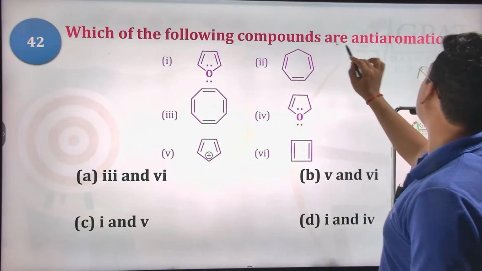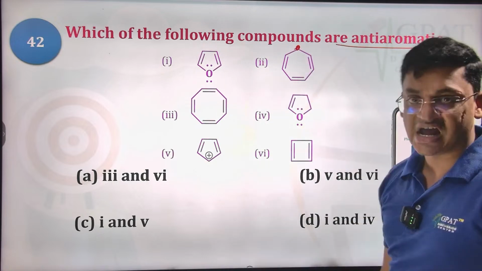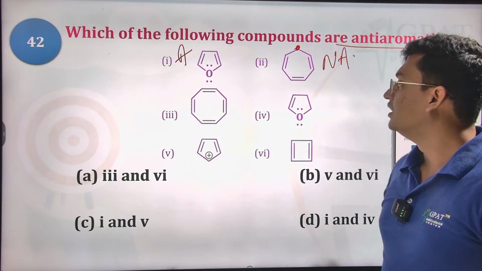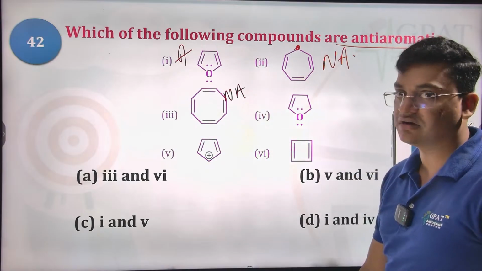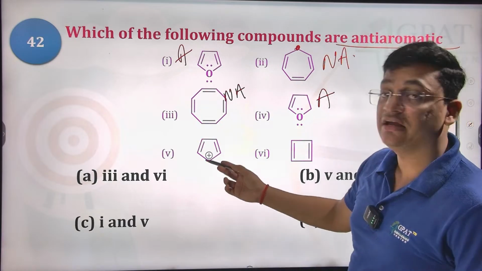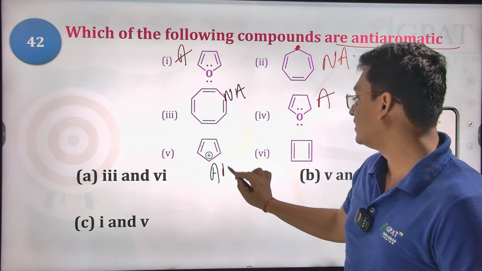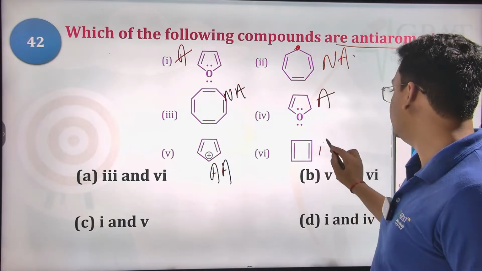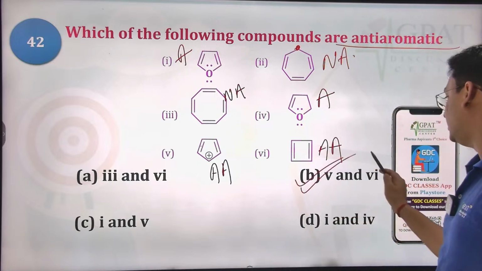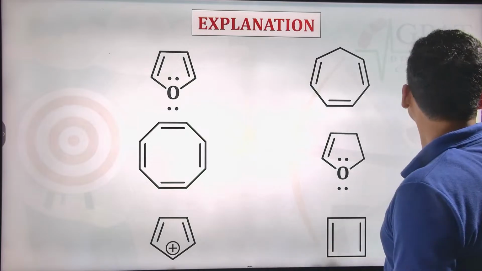Which of the following compounds are anti-aromatic? We are having furan, and there is no charge present for the conjugation. So this is an aromatic system, while this is a non-aromatic system. This is non-aromatic, cyclooctatetraene. Furan is an aromatic system. Here we are having the cyclopentadienyl cation. Due to the 4 pi electron system, it's anti-aromatic. It's an anti-aromatic structure. The other one is also an anti-aromatic system. So yes, fifth and sixth, B will be your right answer. B is the correct answer.